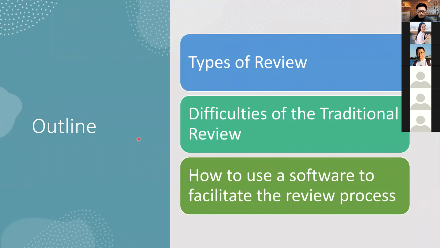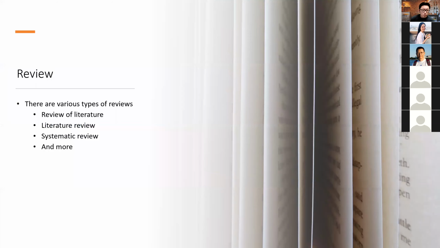Outline, so like she mentioned, I will talk about literature review, difficulties about traditional review, and how this software can facilitate our learning. Review, there are types of literature reviews existing in the literature, right? There are different types of it. There's simply something called review of literature. And there could be comprehensive review, literature review about certain topics. There's also systematic review. And there are many more different types of it.